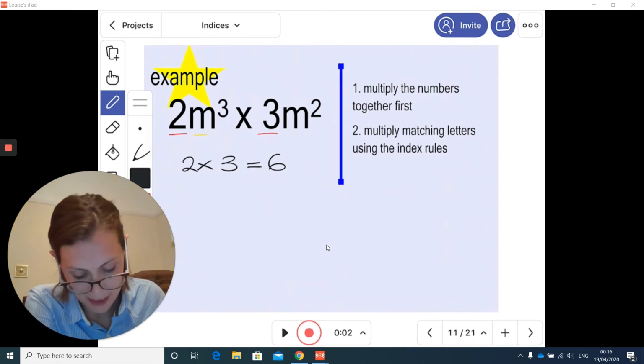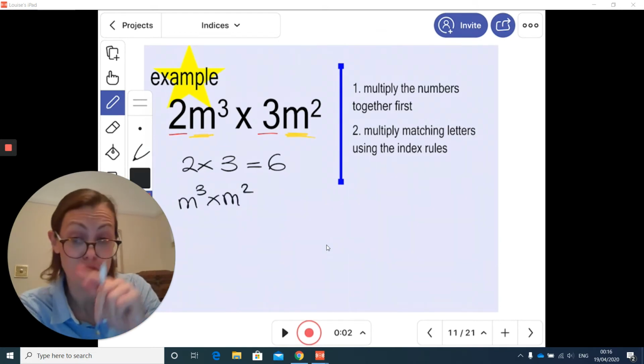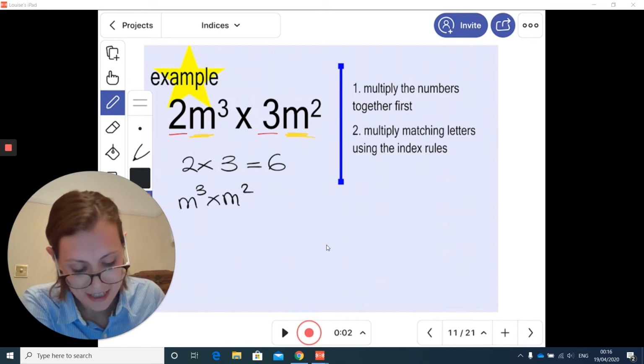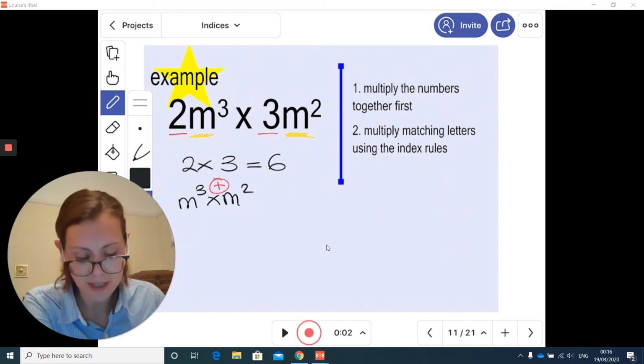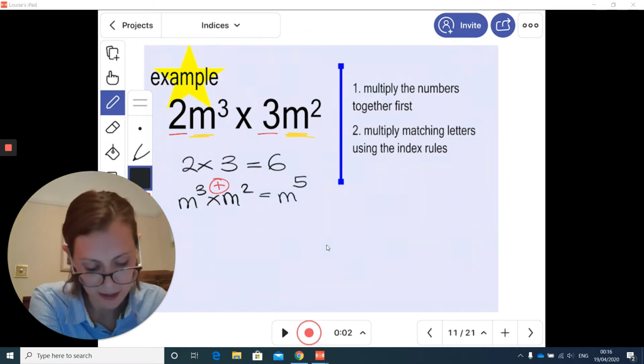Then we do the m's. Now they've got the same base. So I write m to the 3 times m to the 2. So it's a 3 and a 2 again, but this time, because you've got the same base, the powers get added. So this actually becomes m to the power of 5. So my final answer here is 6 m to the power of 5.